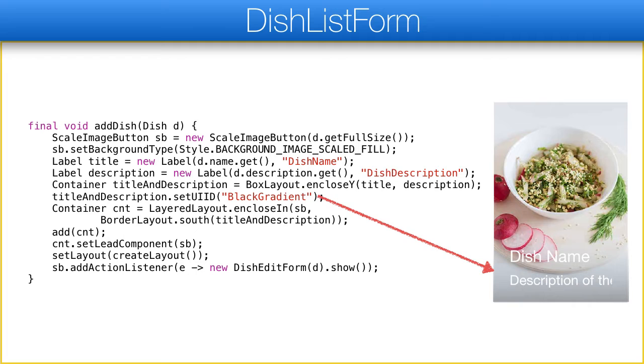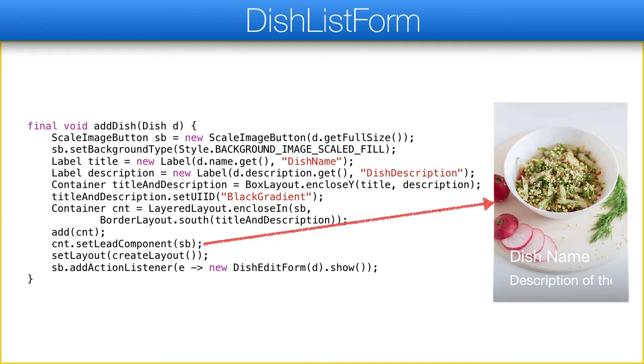The add dish method adds a UI element to the list of dishes. That element includes a black gradient overlay which makes the white text on top readable even with a white image below. The entire component is a lead component, which means all events within the container are delegated to the scale image button. That means that the listener on the scale image button in the last line will receive all of the events in the container hierarchy.